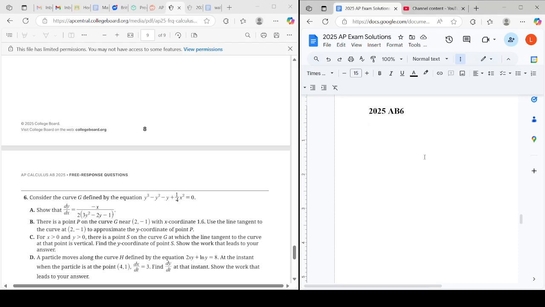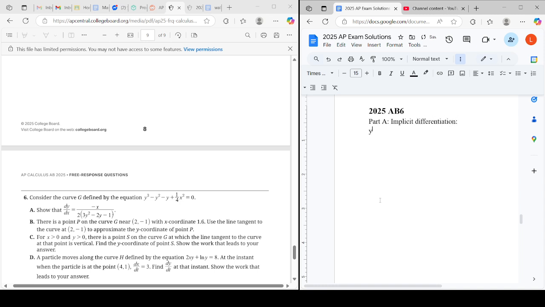Hi guys, so today we'll be talking about the final free response question on the no calculator section of the AP Calculus AB exam. So we're given a curve that's an implicitly defined function, and it's not really exactly a function, but it's an implicitly defined relation. So we have the curve G defined by y cubed minus y squared minus y plus 1/4 x squared equals 0. So in part A, we're going to use implicit differentiation to show that the derivative equals what we're given.